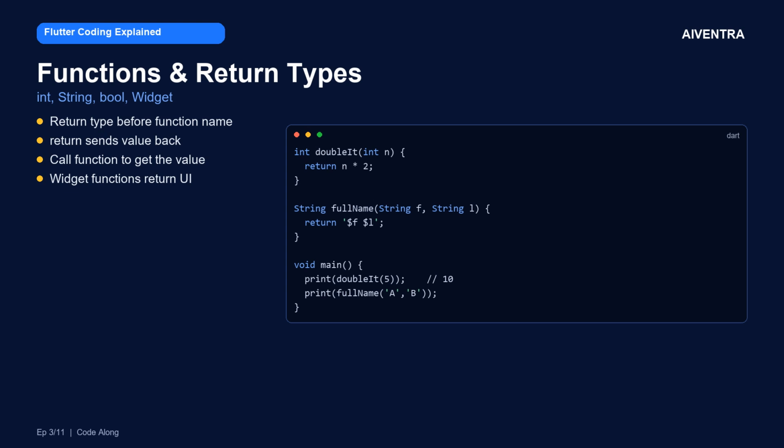Practice exercise. Write a bool function called isAdult that returns true if age is 18 or more. Call it from main and print the result. Functions with return types are the building blocks of logic.